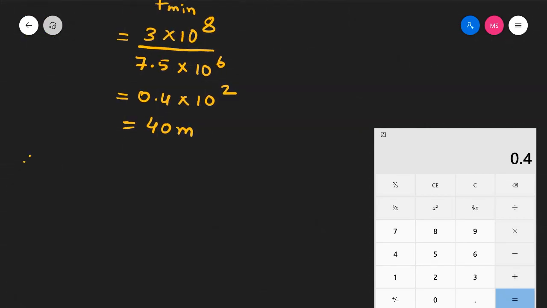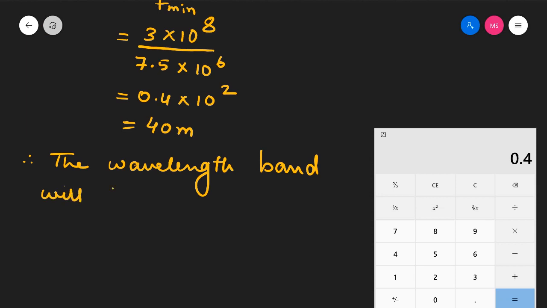So therefore the corresponding wavelength band will be from 25 meter to 40 meter.